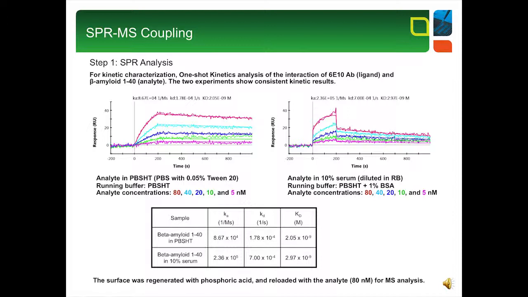So in this case, we had our first attempt to combine the ProteOn XPR36 system with mass spec analysis. We analyzed the interaction between an antibody and the beta amyloid peptide fragments. So we first analyzed the kinetics between these two biomolecules, and we obtained the kinetic constant and the equilibrium constant.